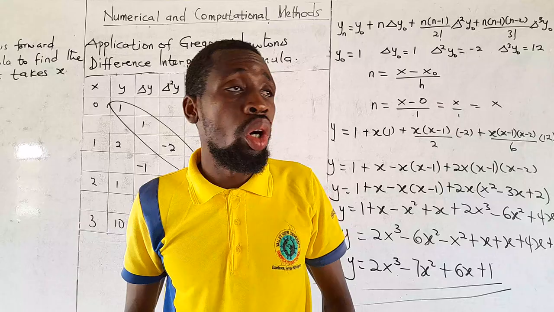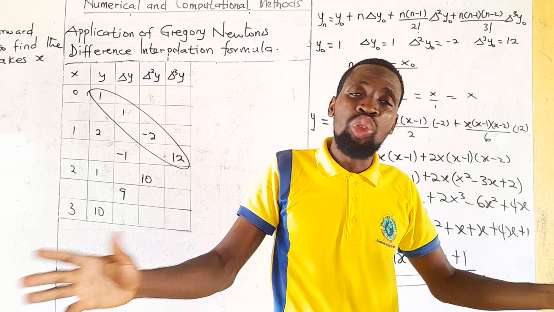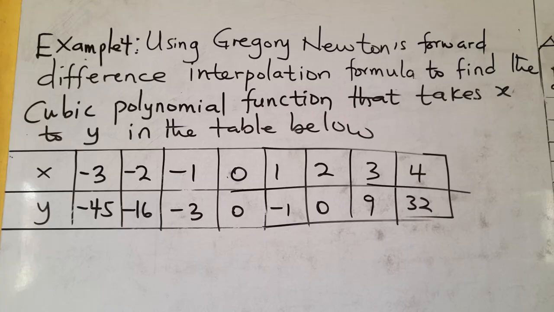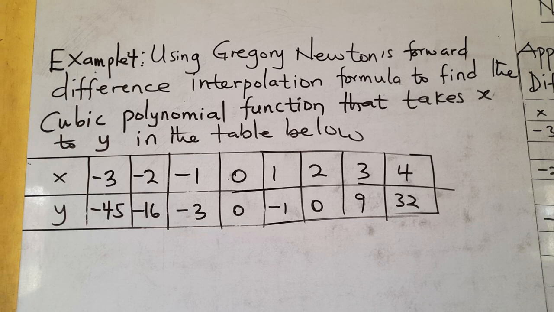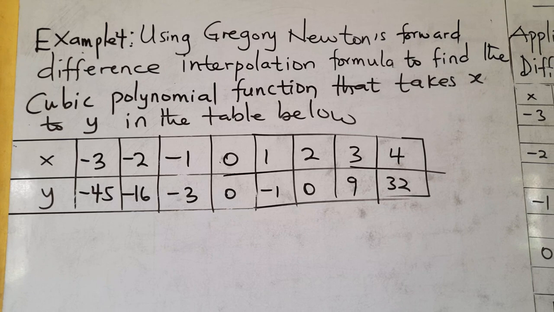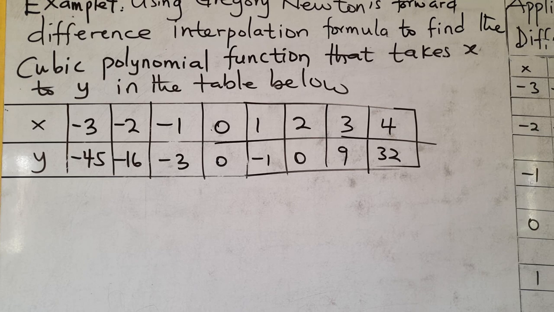We'll solve one more question where we use Gregory Newton's forward difference interpolation formula to find a polynomial function that connects the x and the y. The good aspect of this is that there is no need to construct two different tables. We haven't known the form of the polynomial function. So we'll solve our next example by using Gregory Newton's forward difference interpolation formula to find the cubic polynomial function that takes x to y in the table below. The x values are ranging from negative 3 to 4 with a difference of 1, and their corresponding y values are negative 45, negative 16, negative 3, 0, negative 1, 0, 9, and 32.